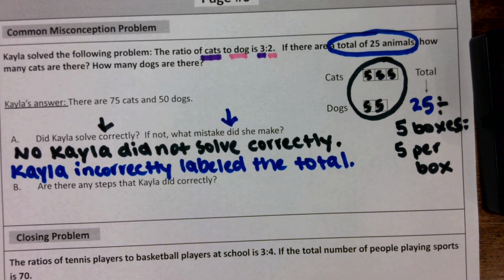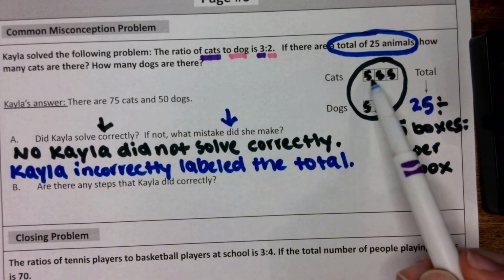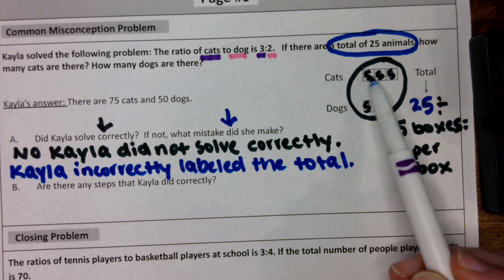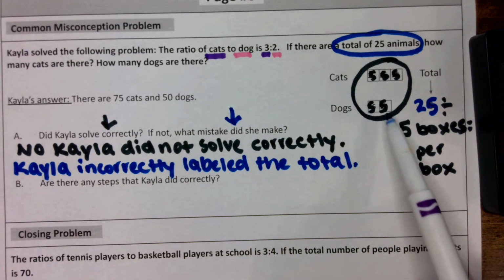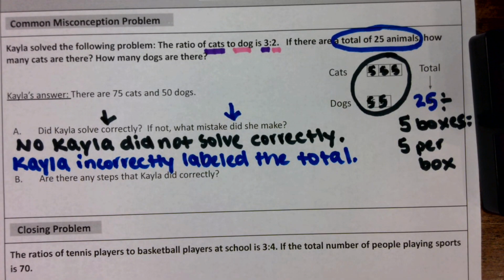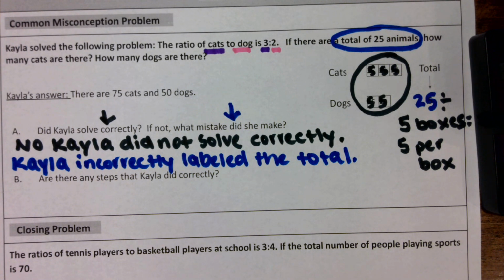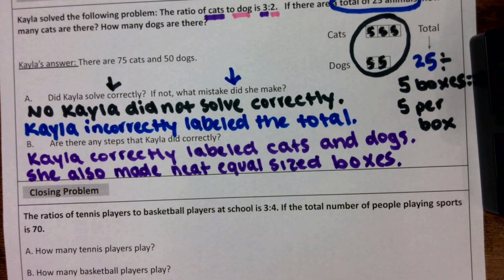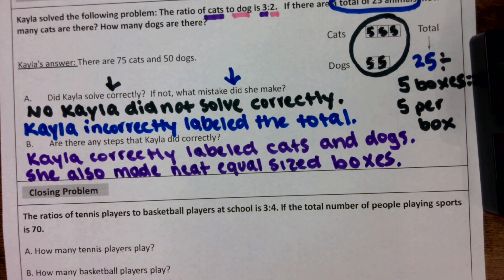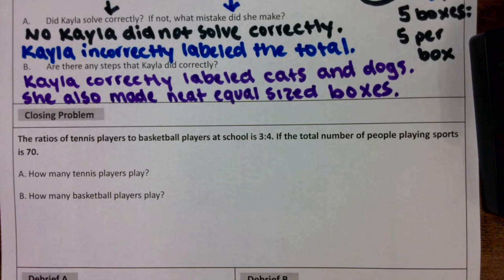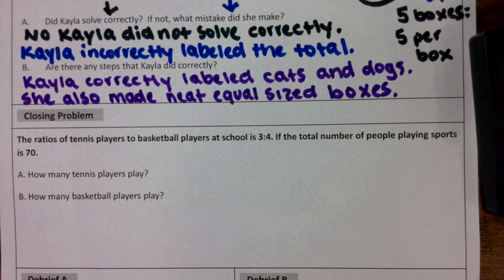B says, are there any steps that Kayla did correctly? Well, we talked about that. She did label her tape diagram correctly, and all of the boxes were equal sized. So that step she did correct. Kayla correctly labeled cats and dogs. She also made neat, equal sized boxes. Go ahead and complete the closing problem on your own, then come back to the video.